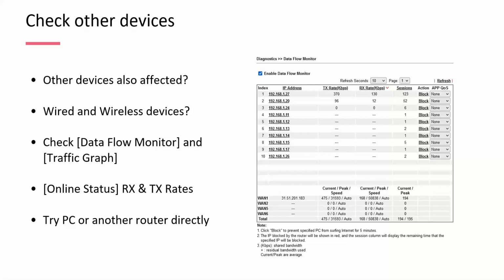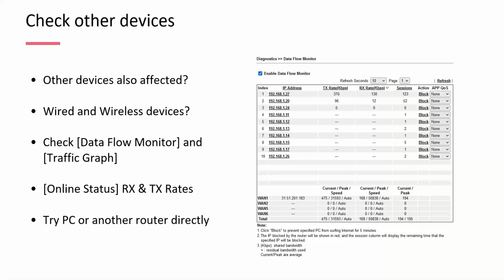So that can help narrow down to understand where the issue is, and also check the data flow monitor and traffic graph to see what sort of speeds other devices are getting. It could be in some cases that you've got a device that's using up a lot of the bandwidth, and that's maybe affecting a speed test that you're doing. And also check the online status, the RX and TX rates, because there are sometimes things like VPNs that can be using up bandwidth that you might not necessarily see in the data flow monitor, but can be hidden. So if you look in the online status page, you can see the RX and TX rate to see the current rates going through the WAN connection.